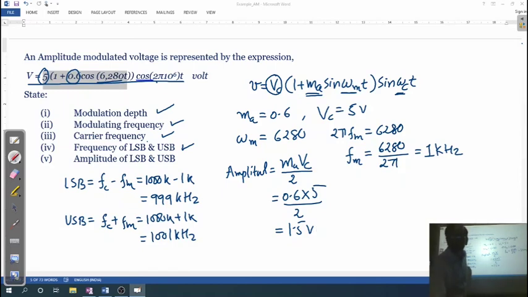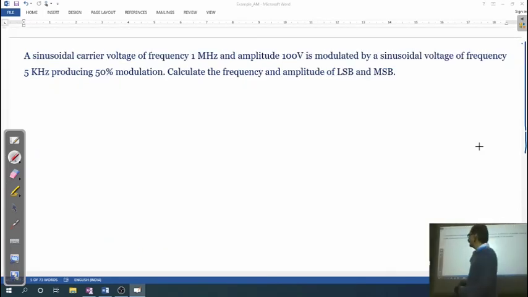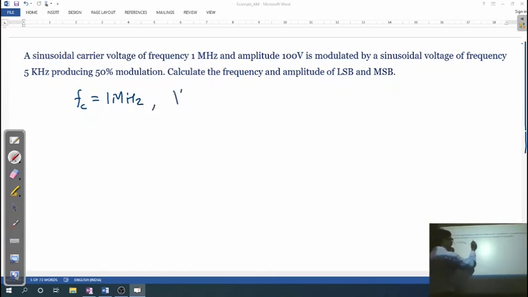Now let us see another example. Here we have a sinusoidal carrier frequency of 1 gigahertz. So we can write that Fc is equal to 1 megahertz, and the amplitude of this carrier wave is 100 volts. So Vc is equal to 100 volts. It is going to be modulated by another frequency, that is 5 kilohertz. So this 5 kilohertz is my modulating frequency. Fm is equal to 5 kilohertz.